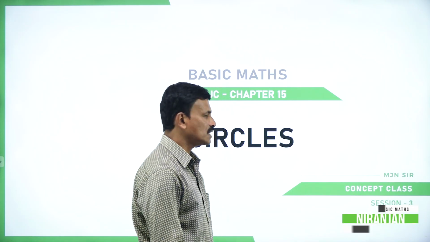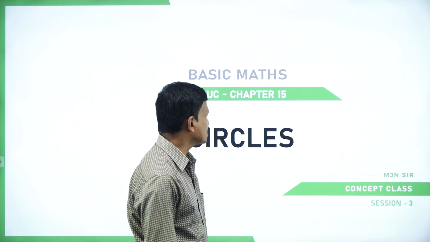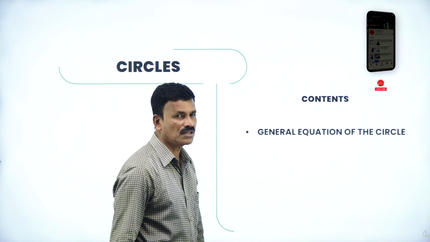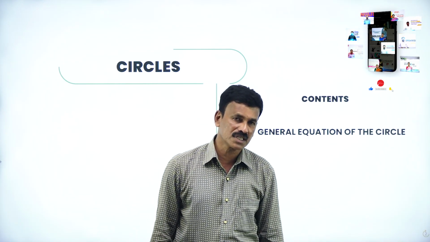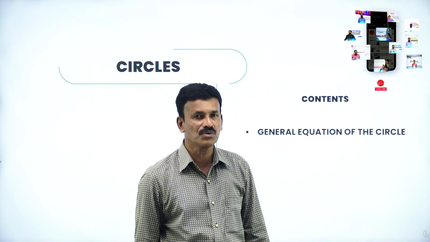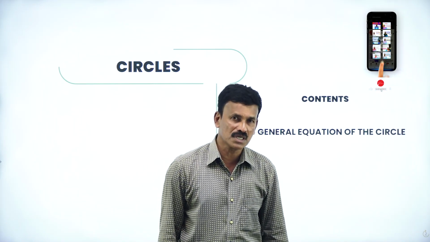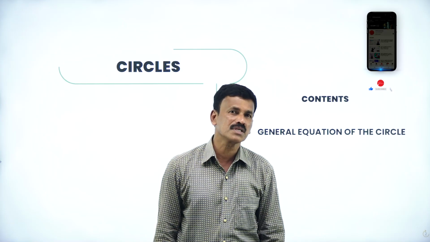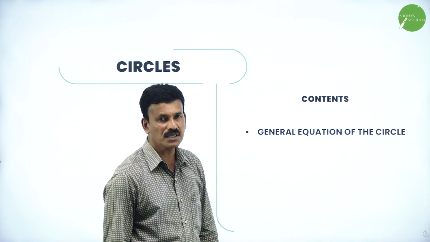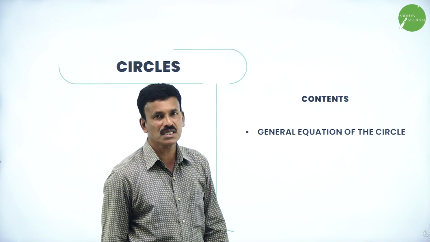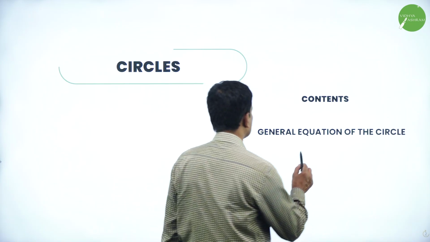So today in this session I am going to discuss 3 marker questions, that is the general equation of a circle. Now in the last class we discussed the equation of a circle with center (0, 0), the origin, and the problems related to that, and also the problems related to the equation of a circle having the center (h, k). Now today in this session I am going to discuss the general equation of the circle.